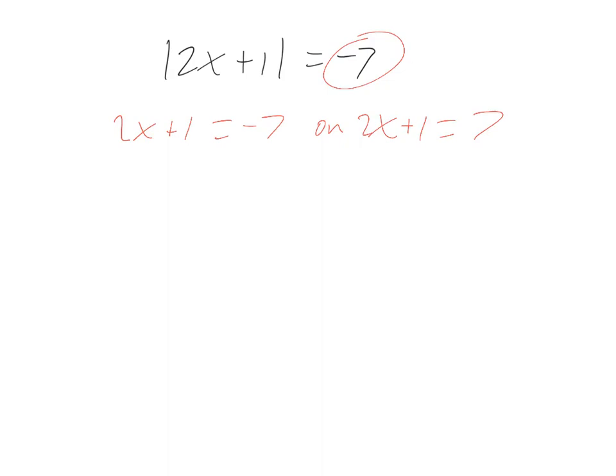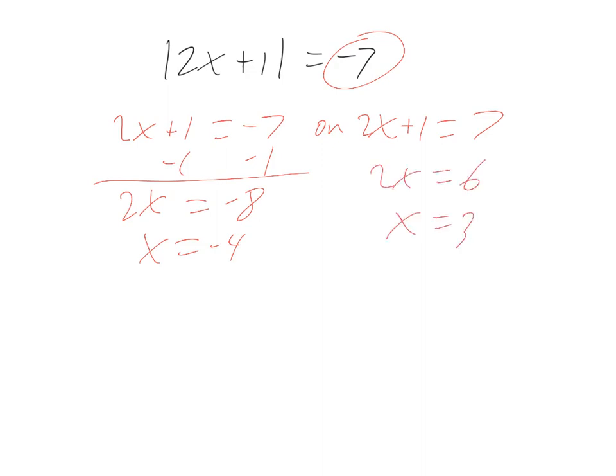So just to illustrate why that's a bad idea, let's go ahead and pretend like what we just did there is okay. Newsflash, it's not. If I go ahead and solve, subtract the 1 over here, we get 2x equals -8, so x equals -4, and if I do over here, I get 2x equals 6, so x equals 3, and that looks great.